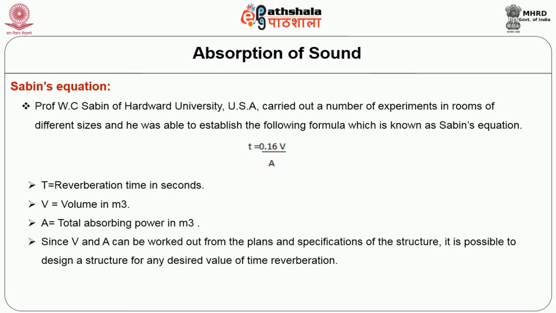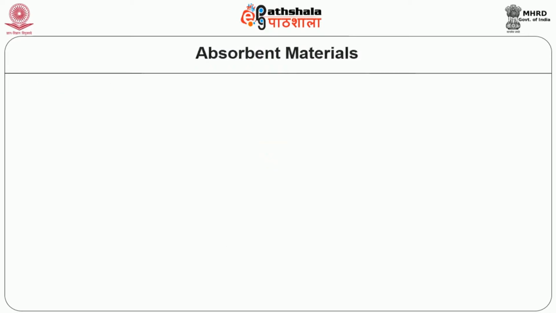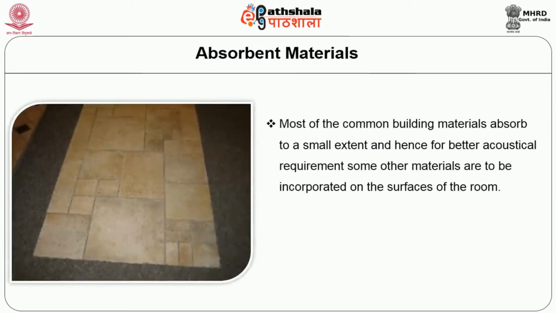Total absorbing power is nothing but the absorption of individual objects. Since V and A can be worked out from the plans and specifications of the structures, it is possible to design the structure for any desired value of reverberation time.